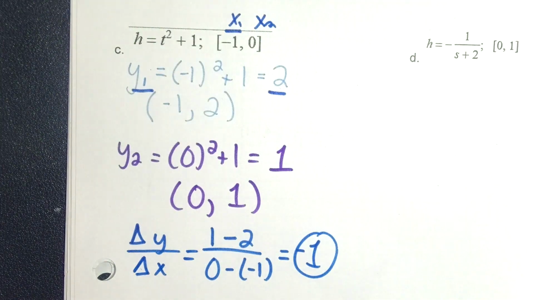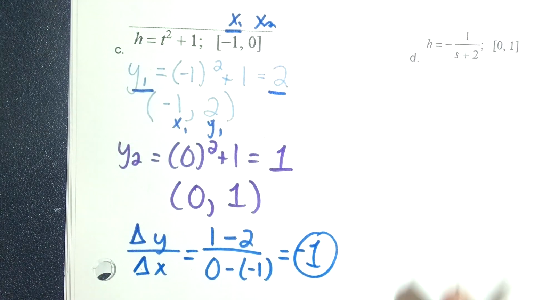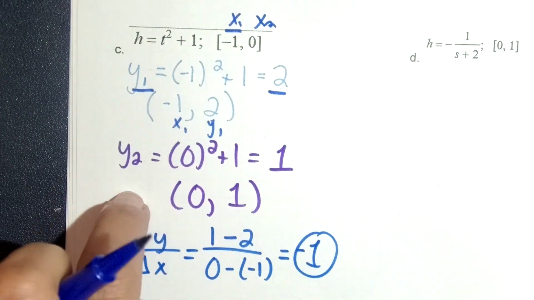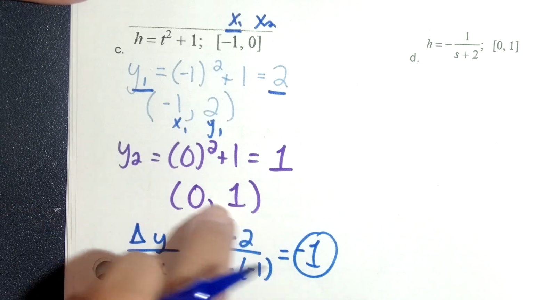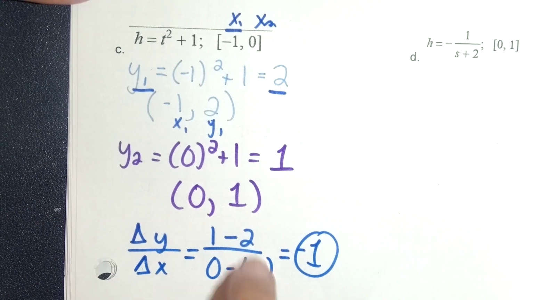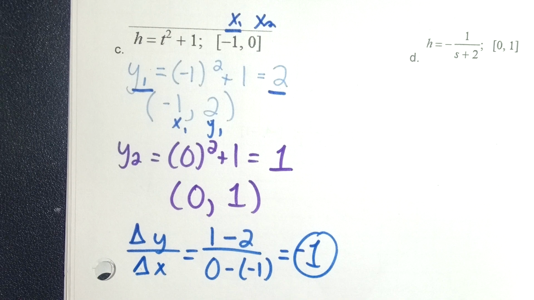Okay? Sure? Yeah. And then we do the same thing for your x2. We substitute it in to get your y2. And now that we have the 2 coordinates, we use the rate of change formula to find the rate of change on that interval. Got it now? Yeah. Okay.